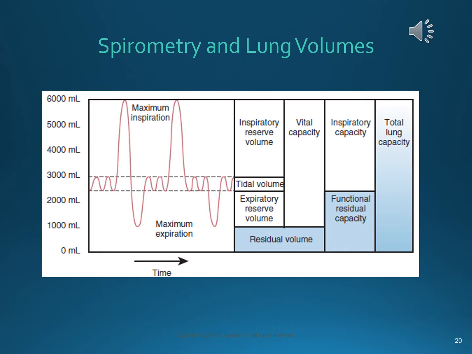If you're normal, you can get a lot of air out quickly. If you have an obstruction of some kind, you don't get very much air out very fast. So that's a real important measure. It has a lot to do with bronchoconstriction.